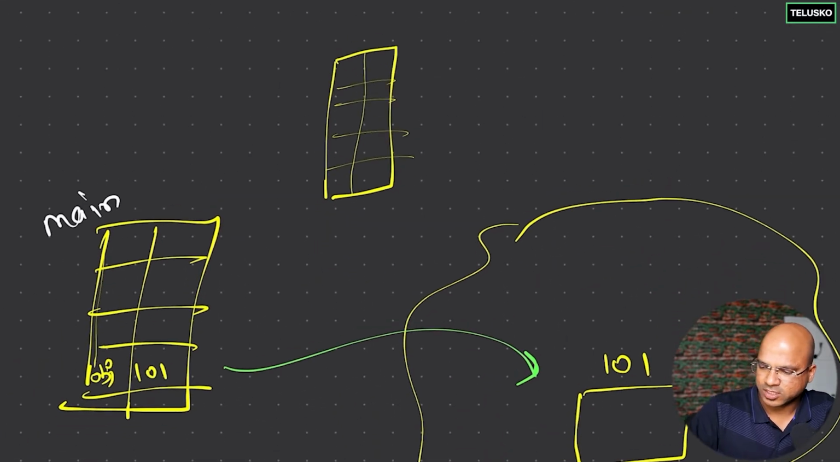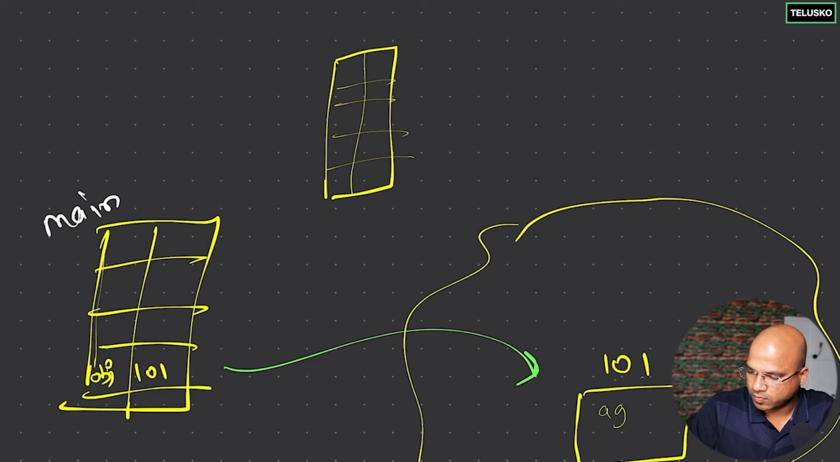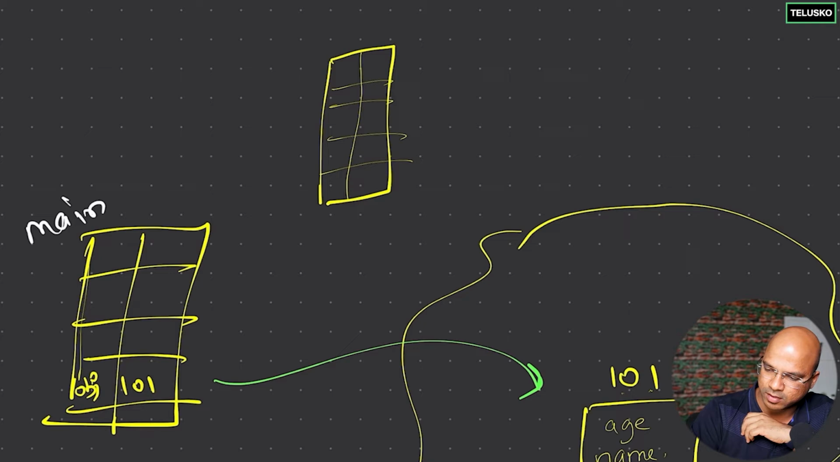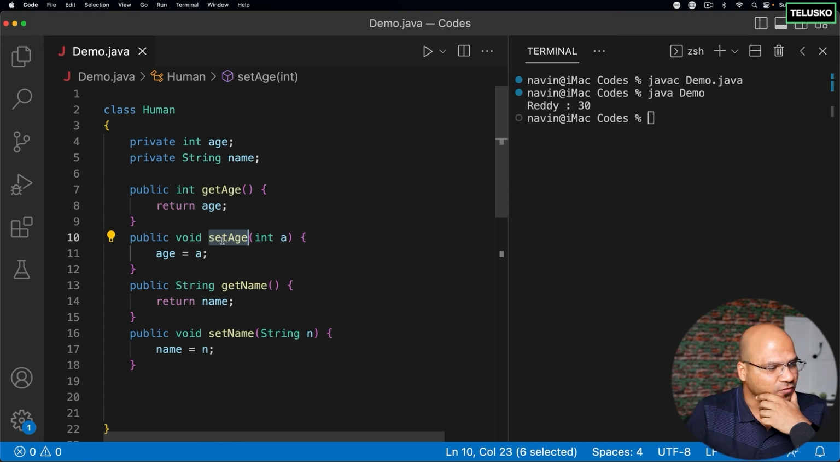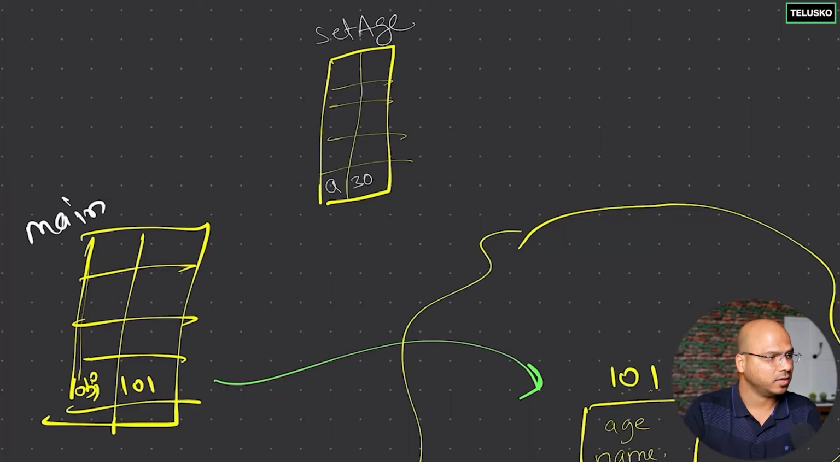And don't you think this box, which is address 101, is an object of human? So it will also have the instance variables. How many instance variables do we have? We have age and name. So we got age and we got name here. Now, this particular stack is of set age. Every method will have its own stack. And in this, we got a variable called a. And the value for a which we are passing is 30. So we got 30 here, okay?